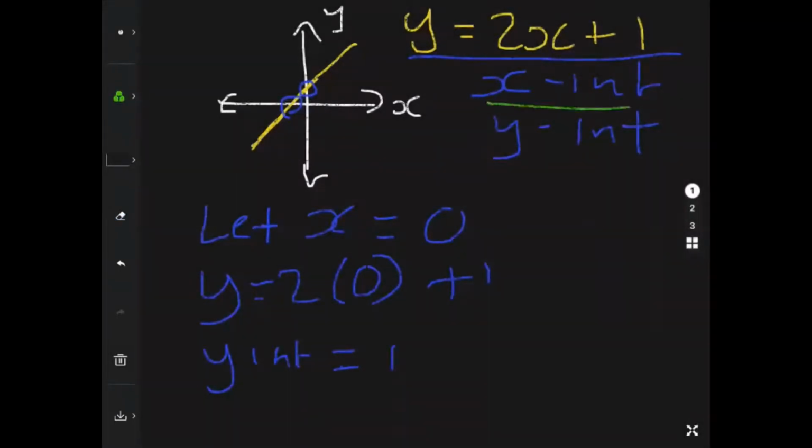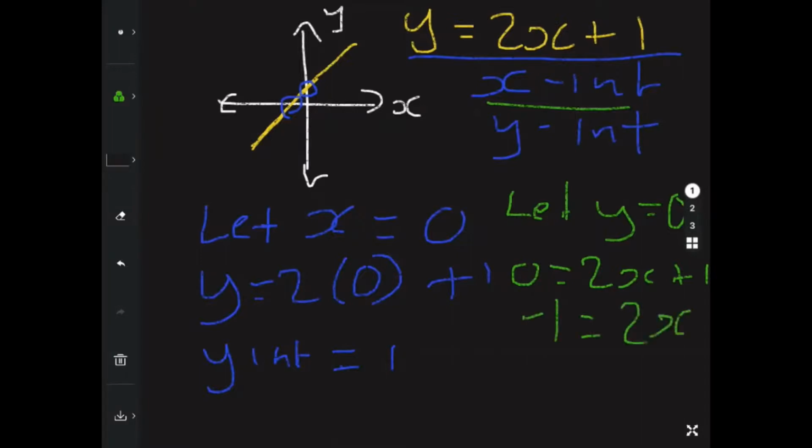And we can do the same thing with the x-intercept, but the other way around. So to find the x-intercept, we let y equal 0. So we do 0 equals 2x plus 1. We subtract 1 from both sides. So negative 1 is equal to 2x. And then we divide both sides by 2. That gives us our x-intercept is equal to negative 1 on 2, or negative 0.5.